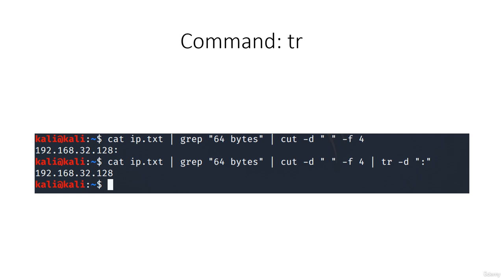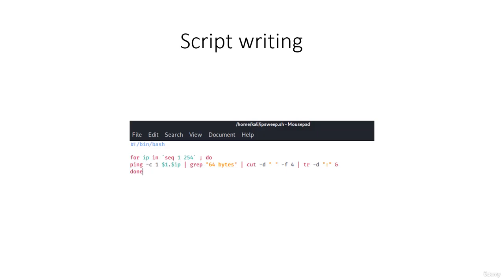Which means that we translate and add another delimiter, which is -d, to remove the colon. Thus the result is in a valid form of IP address that can be used for an IP sweep. So let's now talk about the script writing.